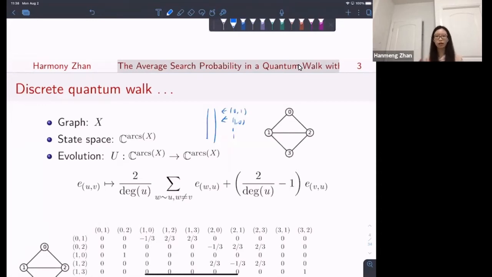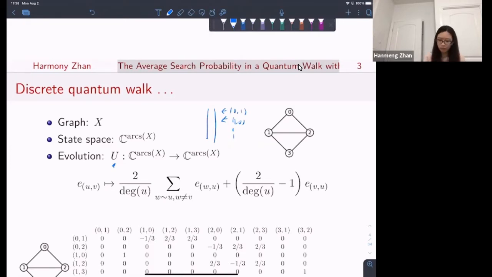And how does this quantum walk evolve? This evolution is determined by a unitary matrix that updates the states. So it sends a unit vector to another unit vector. And as we have seen before, the evolution of this is very easy to describe because this map is linear. It will be enough for me to just tell you what it does to the standard basis vectors.